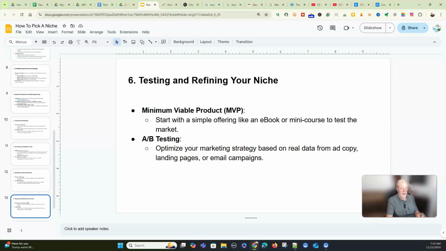And once you find a minimum viable product, like a mini course, that you're using to test the market and you find that it's popular, then you can actually build onto it and increase your price. But don't waste a lot of time building a product that may not be viable and may be a flop. So you do that through A/B testing.